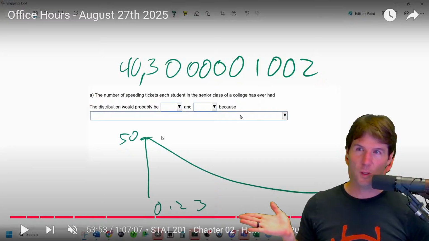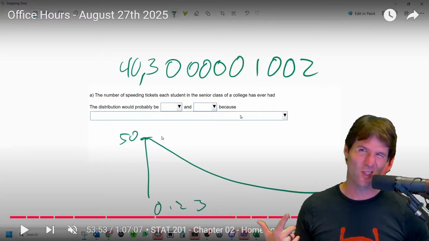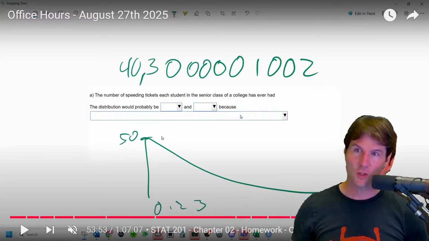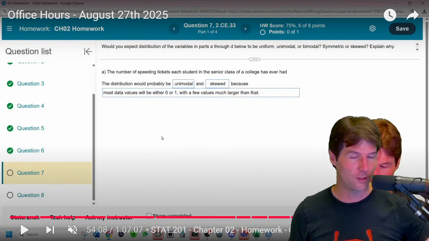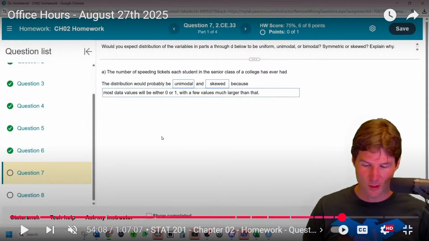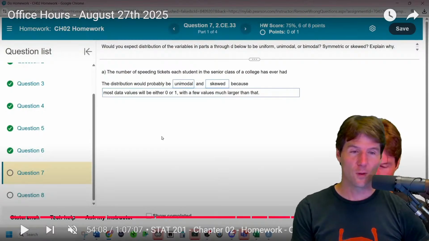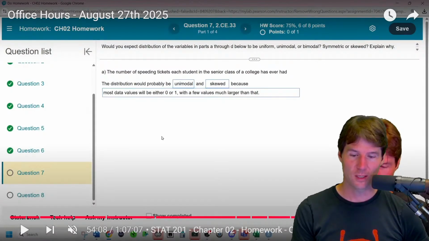Like, this is the way to draw the distribution with a lot of students only getting like 0, 1, or 2, and then it's very skewed to the right because there's probably a few students who have some extreme values right there. So there'd be some students getting very, very high values of parking tickets.